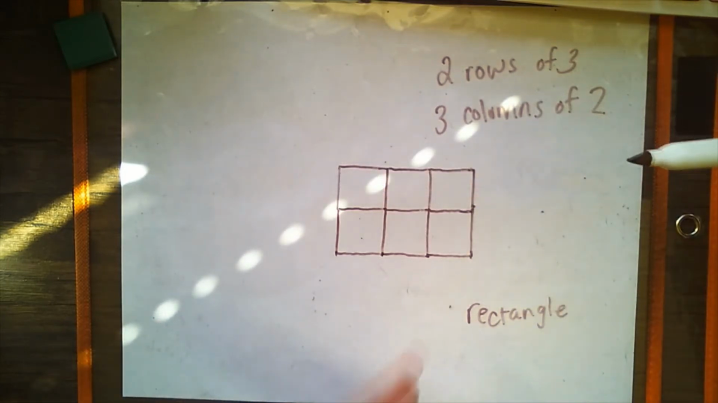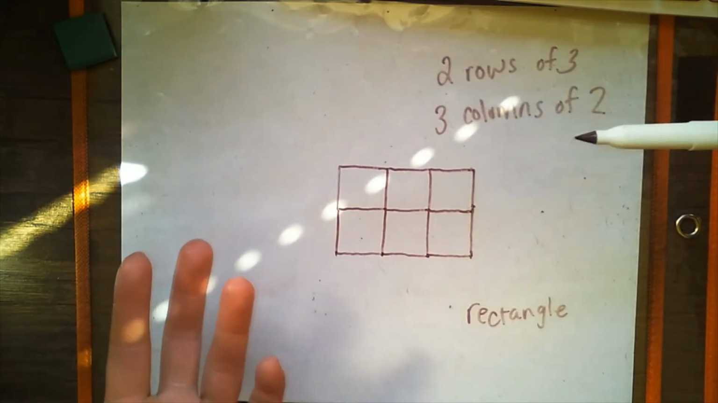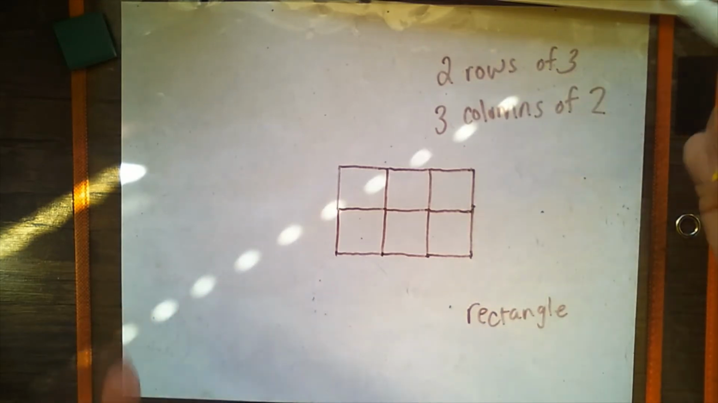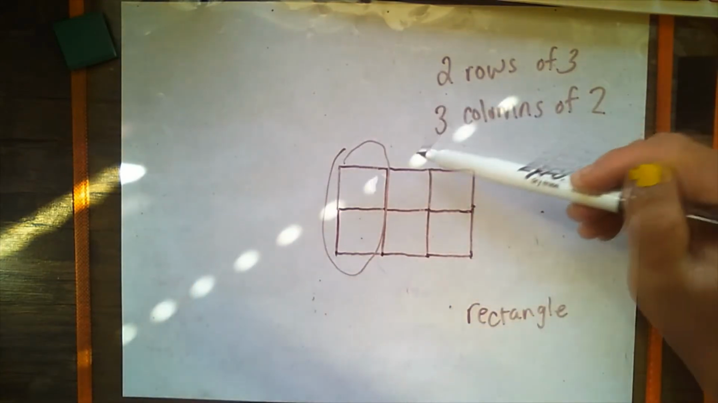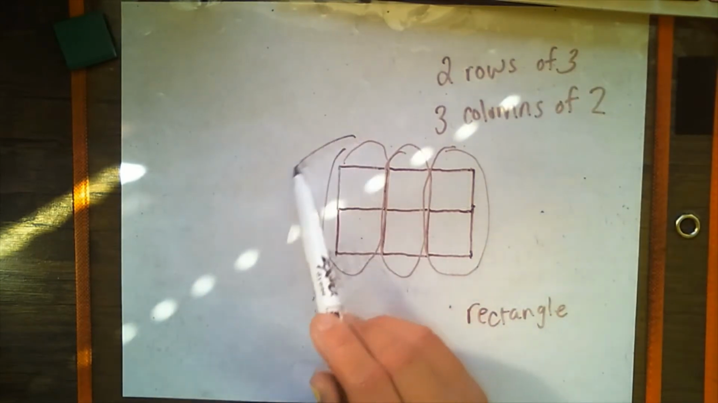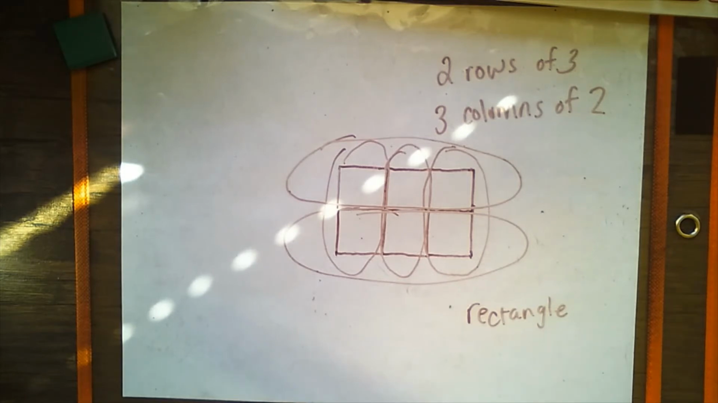So it's a rectangle, and it doesn't have the same amount of rows or columns. There's only 2 rows, but there's 3 columns. However, the groups are equal because when we're looking at columns, there's 2 in each column. And then if we're looking at rows, there's 3 in each row. So that's what makes it a rectangle and an array. And remember, arrays have to have an equal amount in each group, even if they don't have the same amount of rows and columns.